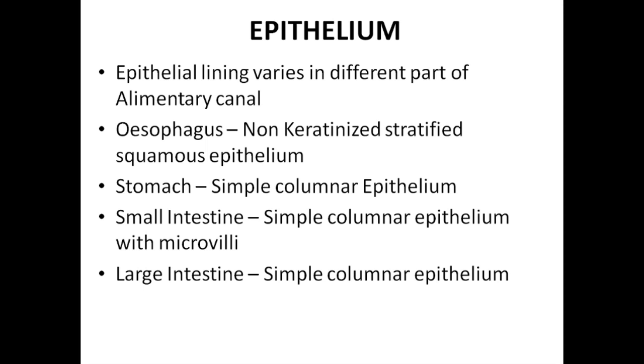Stomach has a very important function of secretion of various enzymes and hormones. That's why the epithelium there is simple columnar, whereas small intestine has to do a major part of absorption of nutrients. That's why the epithelium there is simple columnar epithelium with microvilli. Similarly, in large intestine there is absorption of water, but also secretion of some remnants. That's why the epithelium there remains simple columnar epithelium.